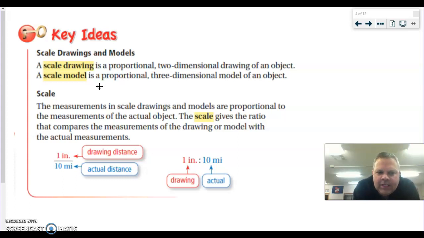Also, what we know is the scale is a measurement in scale drawings, and models are proportional to the measurements of the actual object. The scale gives the ratio and compares the measurements of the drawing or the model with the actual measurements. So for example, if the drawing distance is 1 inch and the actual distance is 10 miles, we have a scale of 1 inch to 10 miles. 1 inch equals 10 miles in the actual drawing.